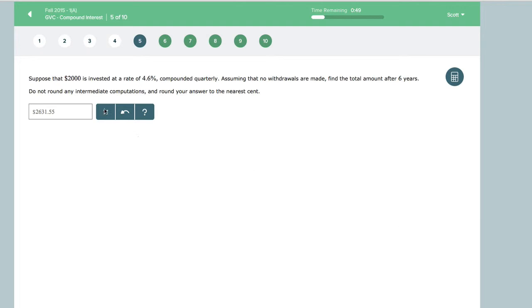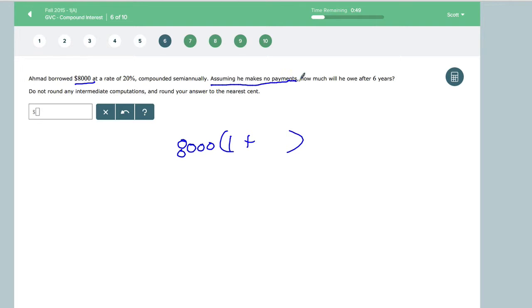Okay. Now the next type of question, and it might be the same type again. I think there's a lot of these. Let's look at this one. 8,000. So there's our starting amount. Then we have parentheses and 1 plus, because assuming no payments are made, so the amount of the loan is going to keep going up. What's my percent? It's 20%, so it's 0.20. Compounded semi-annually, so twice every year. For how long? 6 years.